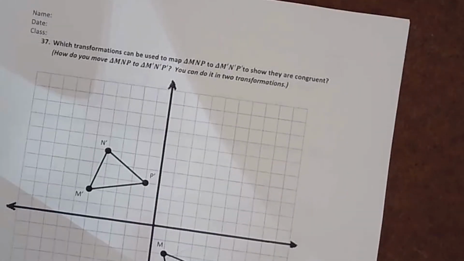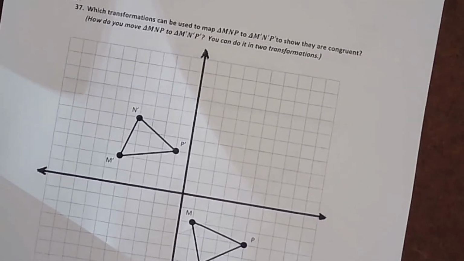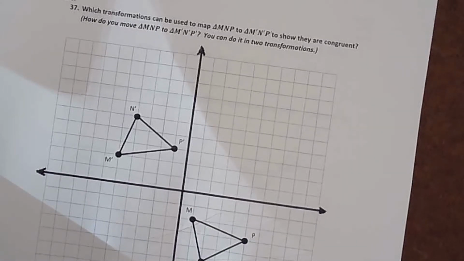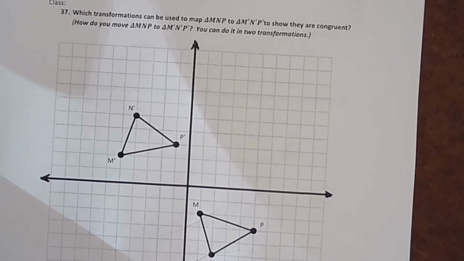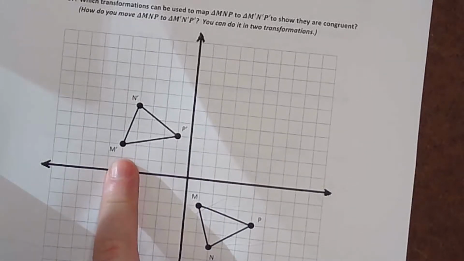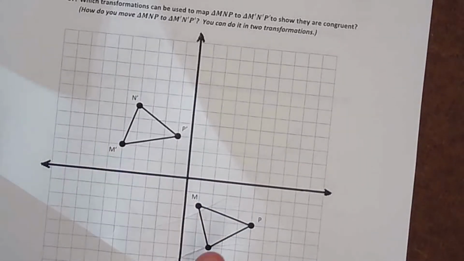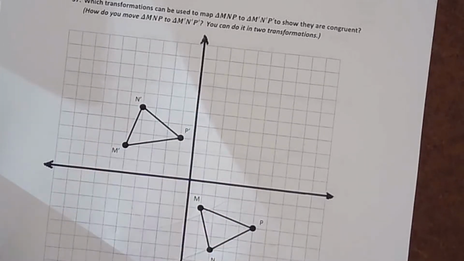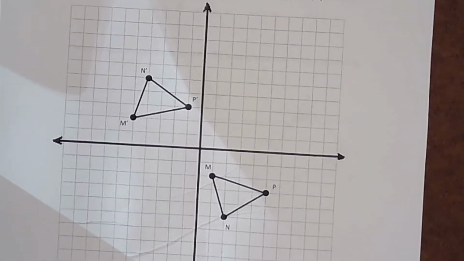All right, let's look at 37 real quick. Let's just eyeball this to start out. It says which transformation. So what can we do to make this guy, the M and P, go up to M prime, N prime, P prime? Remember, going from here to here, not the other way around. What should I do to go from here to here?